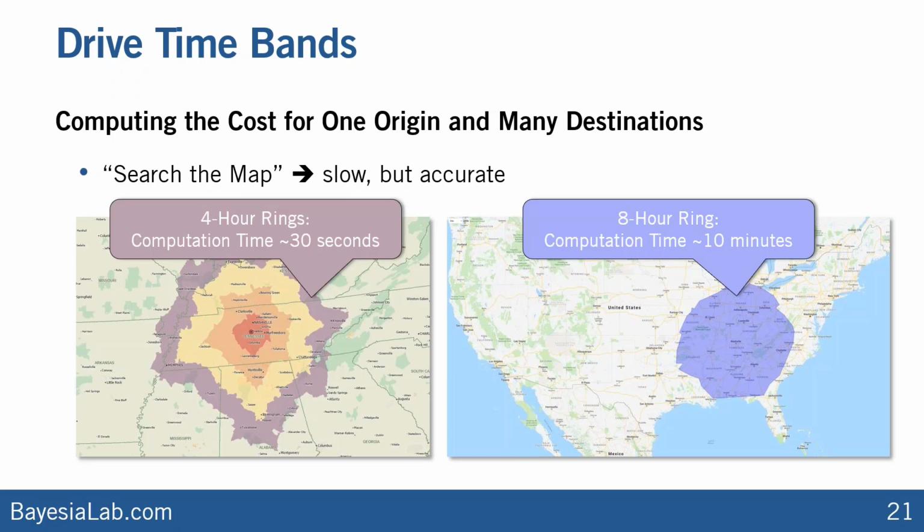And then I thought I'd expand beyond that. But as it turned out, that tool couldn't even go beyond 4 hours. So I was looking for other tools and finally found one that could do an 8-hour drive time ring, but that took a lot longer. So here's the issue: as you have to explicitly compute all these possible routes, that takes time.